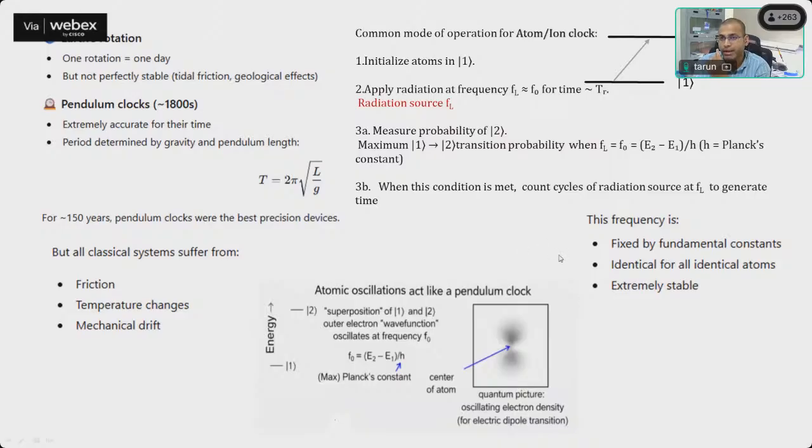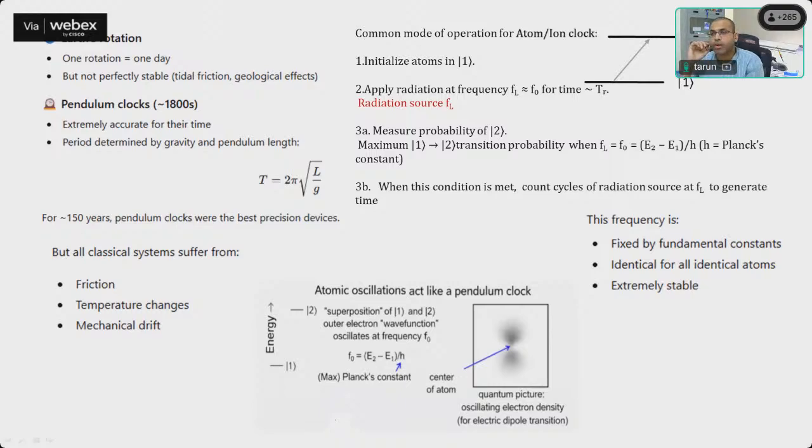Now in the case of atoms, what is happening? Basically, we initialize the atoms over here, then we apply radiation, and this radiation can be any kind of microwave or other RF. That depends on the energy difference between these two levels. If we apply it, then the population will go from here to here, or the atom will move from this one state to the state designated as 2.